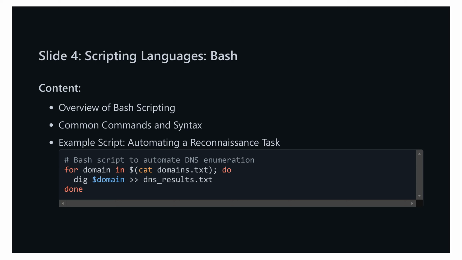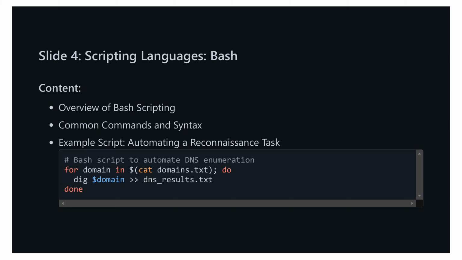The script reads a list of domains from a file named domains.txt, uses the dig command to perform DNS lookups, and appends the results to a file named dnsresults.txt. Bash: #!/bin/bash, # script to automate DNS enumeration, for domain in $(cat domains.txt); do dig $domain >> dnsresults.txt; done.